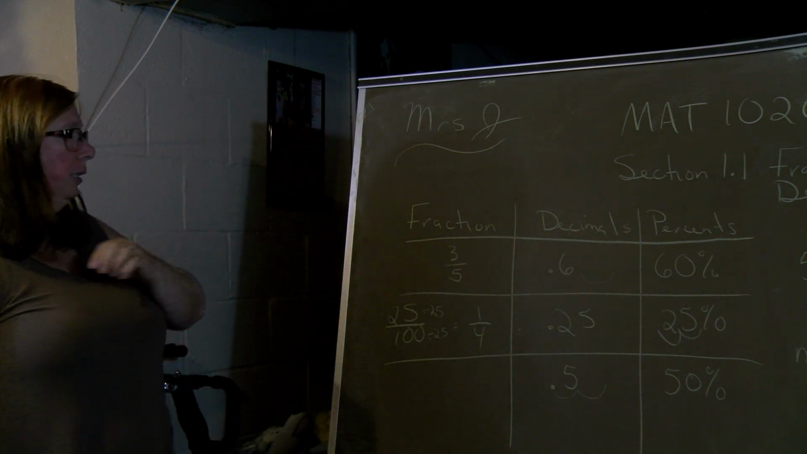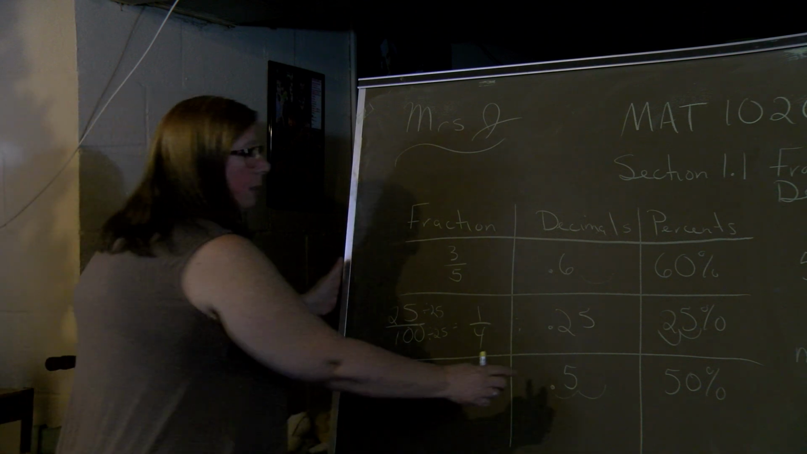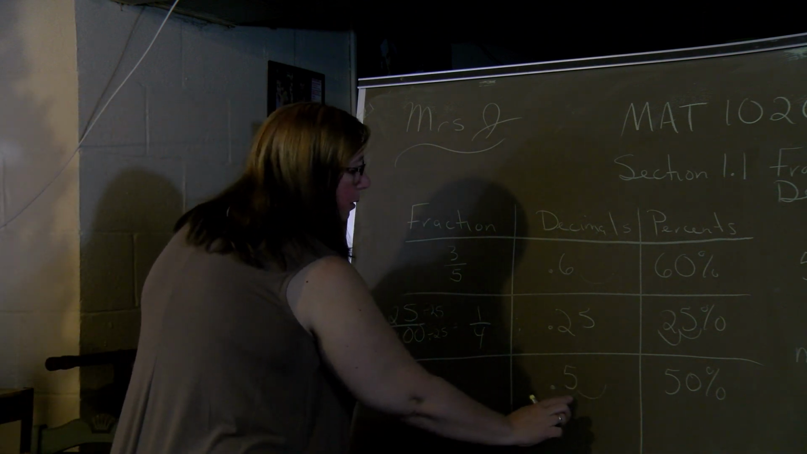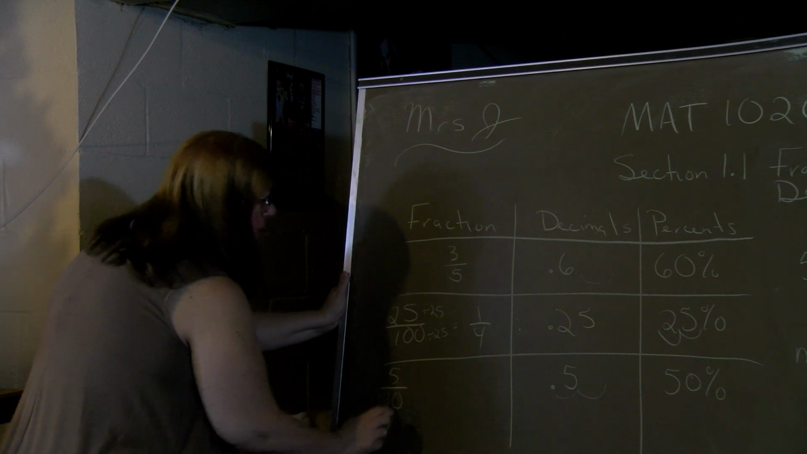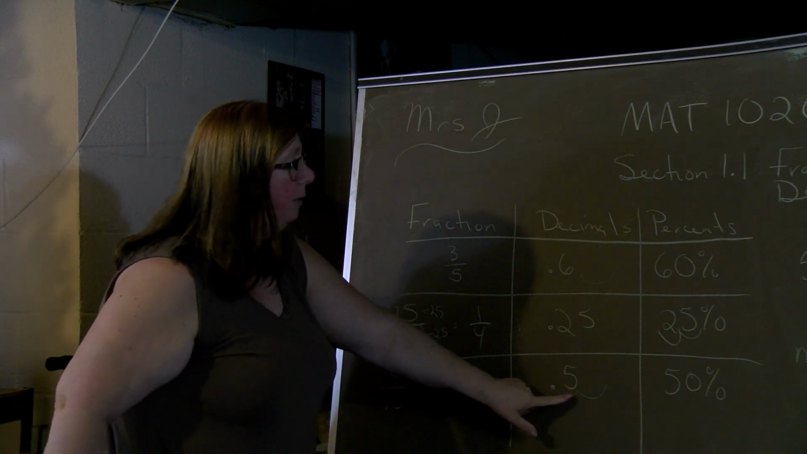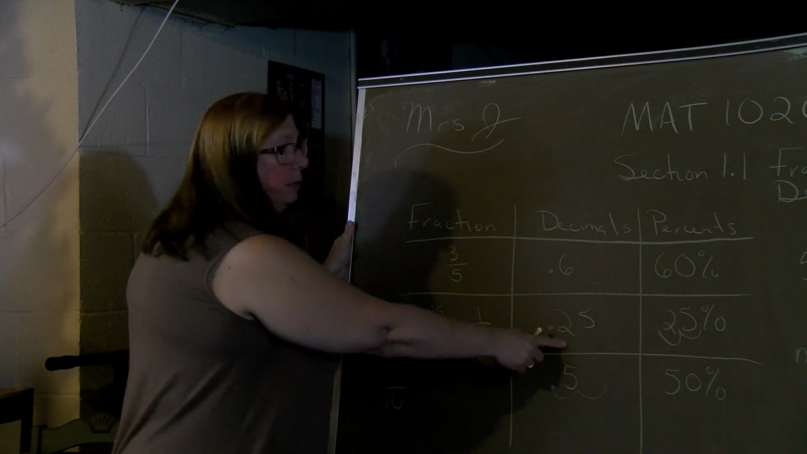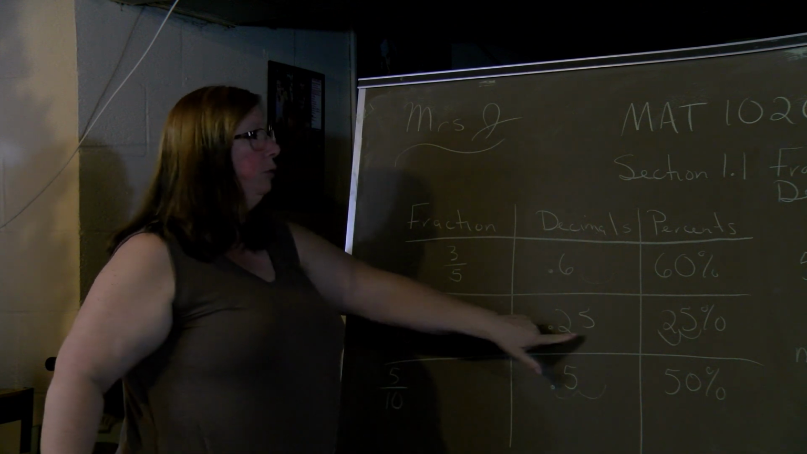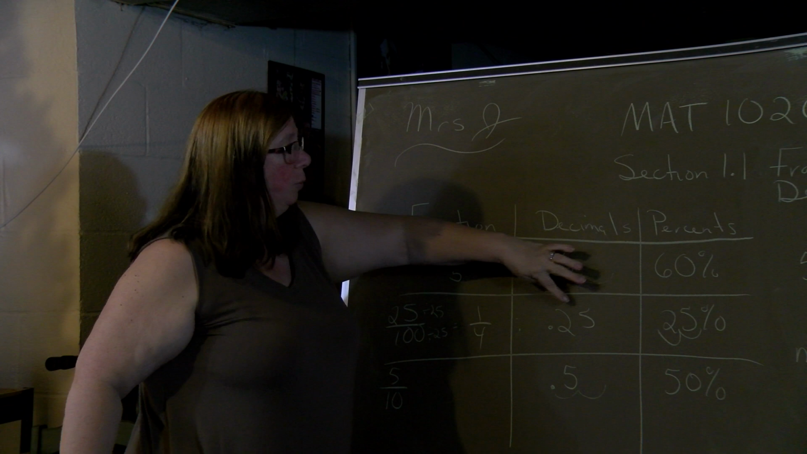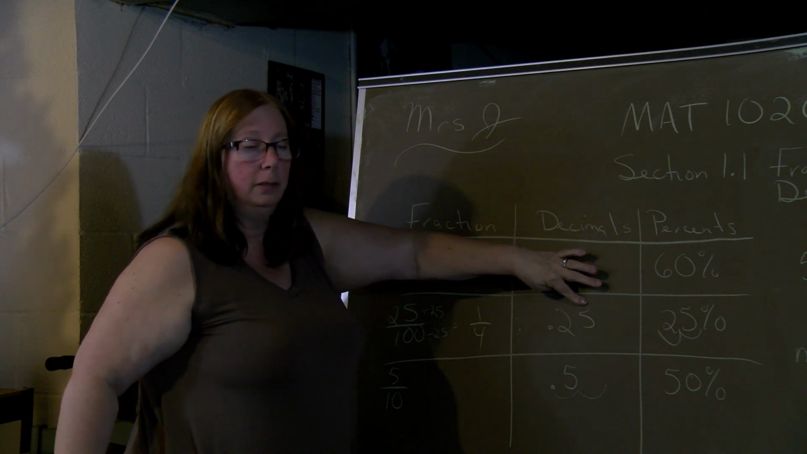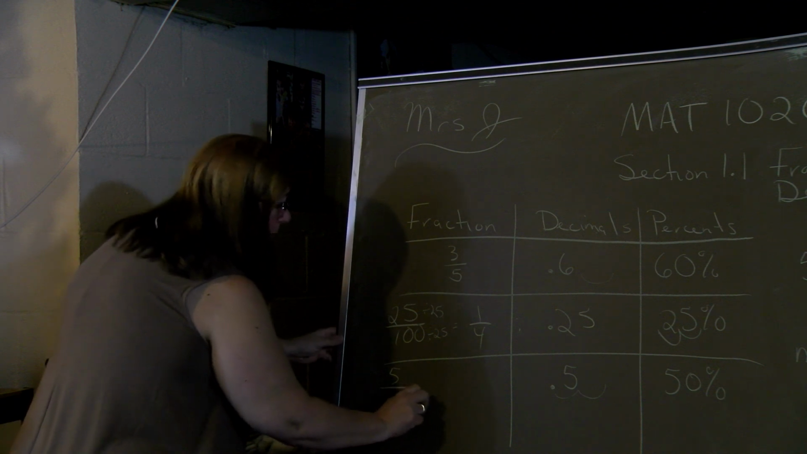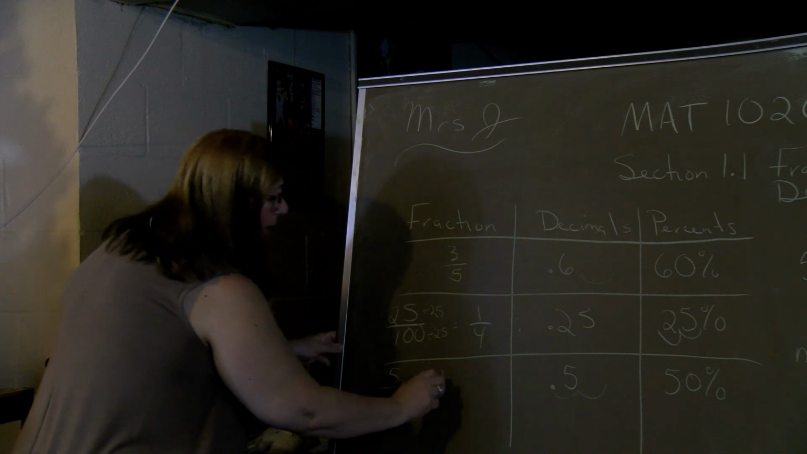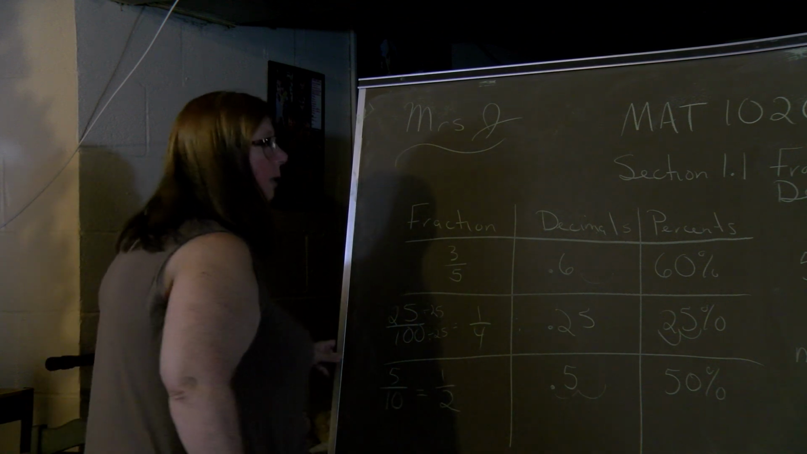Now the fraction, since this is 1 decimal place, that would be the same as 5/10, because if you read this, this is the tenths position. This one needed to go over 100 because it was 2 decimal places, 25 hundredths. But this one only has to go over tenths, and then we can reduce this by dividing by 5 and get 1/2.